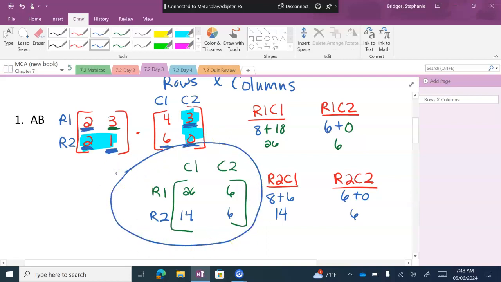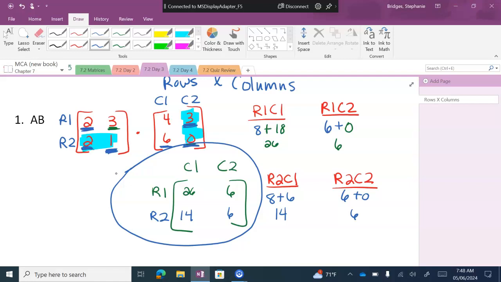And again, you don't have to do all of that labeling. I just feel like it helps kind of stay organized with what you're doing. But basically, you take each row in the first matrix, you multiply it by each column in the second matrix. Once you're done with that, then you move to row 2, and you repeat the process. Make a little bit of sense, kind of, sort of?